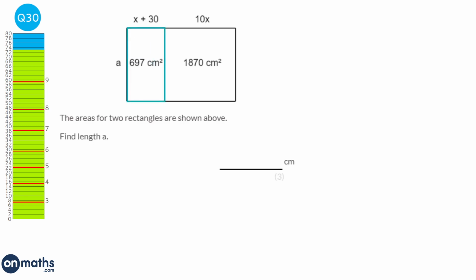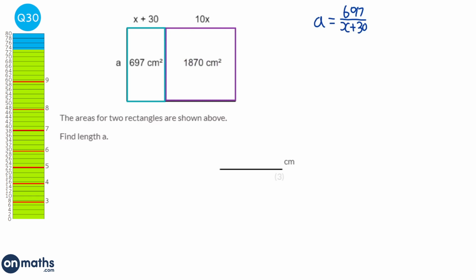I'm going to first of all just focus on this rectangle here. And we know that to find the area of a rectangle, you multiply the two lengths. And when you've multiplied them for this rectangle, we get 697. But let's write down what A is equal to. And A will be equal to the area, which is 697, divided by the length at the top, which is x plus 30.